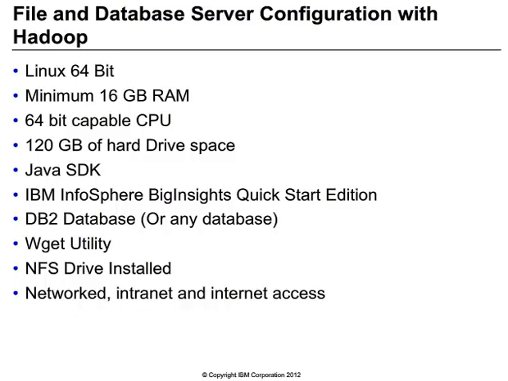Linux 64-bit. Minimum 16 GB RAM. 64-bit capable CPU. 120 GB of hard drive space. Java SDK. IBM InfoSphere BigInsights Quick Start Edition. DB2 database, or any database. WGET utility. NFS drive installed. Networked, intranet and internet access.